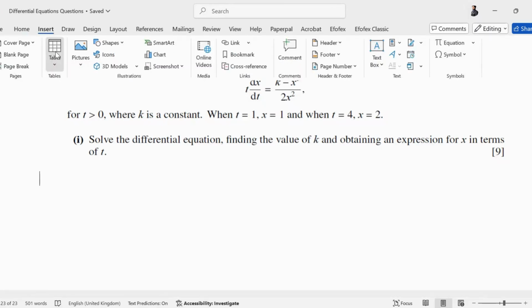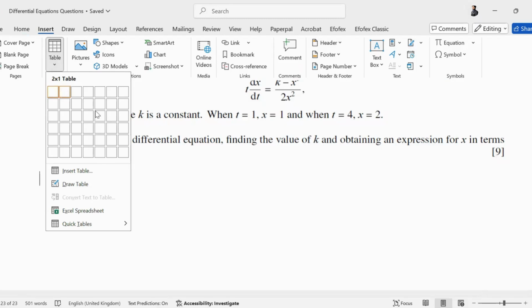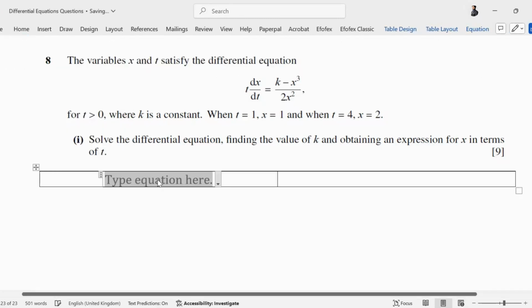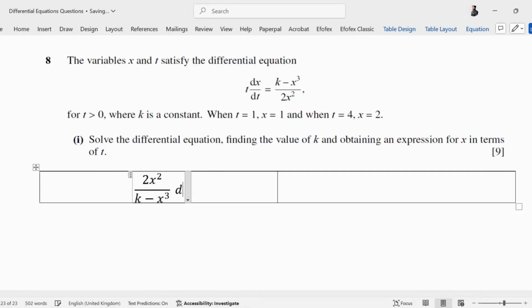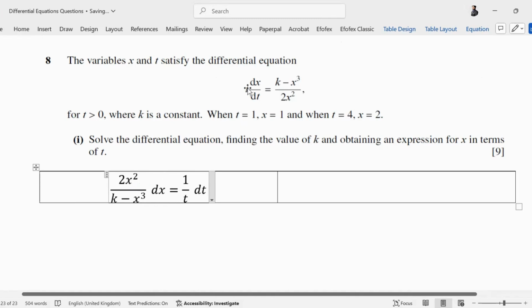The first thing that we will do is we have the differential equation. The first thing that we'll do is separate the variables. So we get all the x containing terms with dx, which means 2x squared over k minus x cubed will be with dx, and 1 upon t will go with dt. So dt goes on that side, t goes on that side, it divides, and then I've just simply manipulated this equation and I've converted it into a form in which we can integrate.